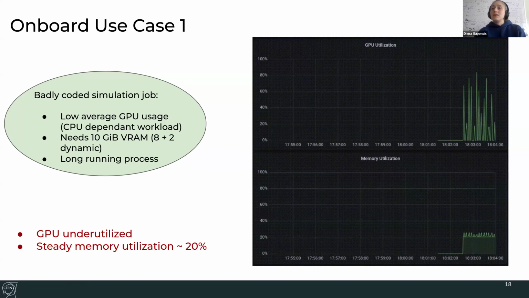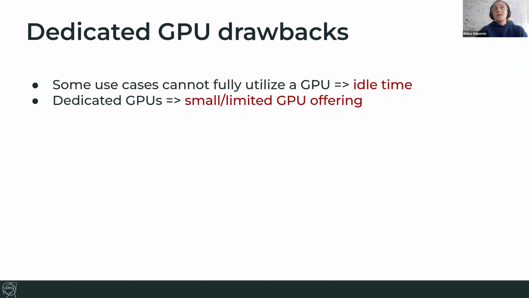And what we can immediately notice is that the GPU is underutilized. The memory utilization is stable, but also is very, very low. It's only 20%. And one conclusion we can have here is that it's nice to have access to a full GPU, but some use cases cannot fully utilize the full GPU, and this results in a lot of idle time.